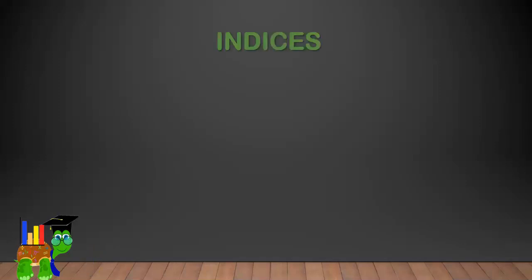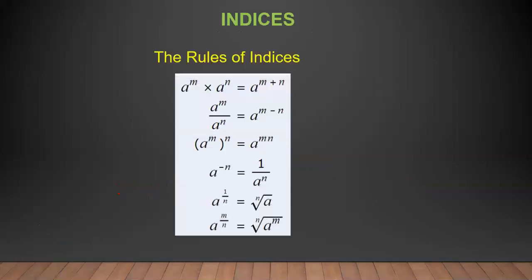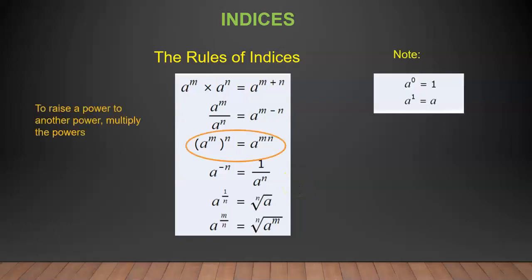Our video for today is about indices, specifically raising a power to another power. These are the rules of indices. We've already taken up the videos on the first and second rule. Today we're going to be looking into the third rule, that's raising the power m to another power n. So to raise a power to another power, we simply multiply the two powers, m times n.